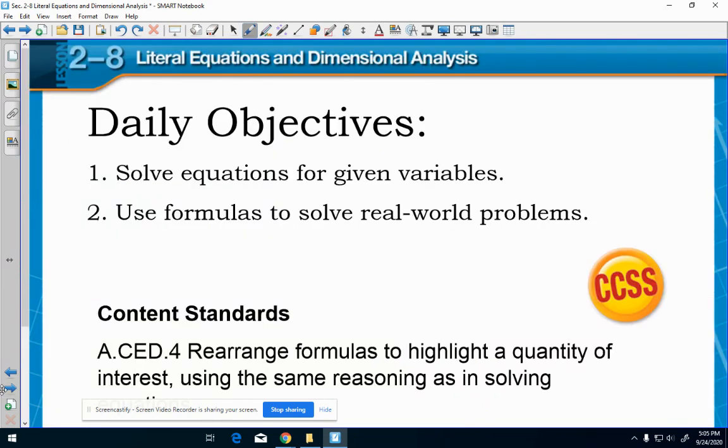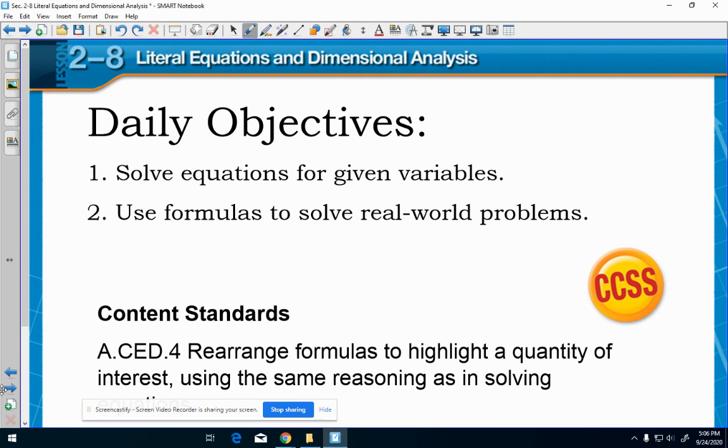All right, today we have two goals. Goal number one, can we solve an equation for a given variable? Like I said, if our equation or our formula is maybe solved for the total, but we already know the total and we don't know the side length, then maybe we need to switch our equation around.